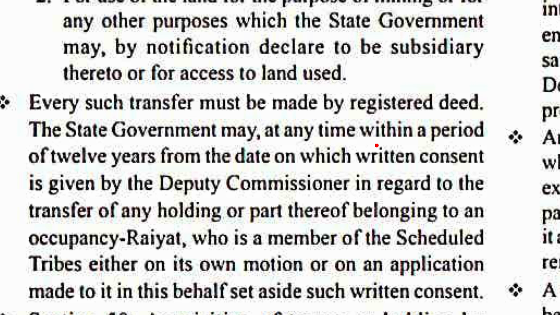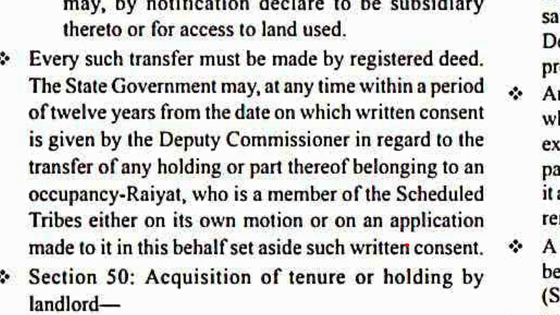The state government may at any time within a period of 12 years from the date on which written consent is given by the Deputy Commissioner in regard to the transfer of any holding or part thereof belonging to an occupancy Raiyat who is a member of the scheduled tribes, either on its own motion or by an application made in this behalf, set aside such written consent.